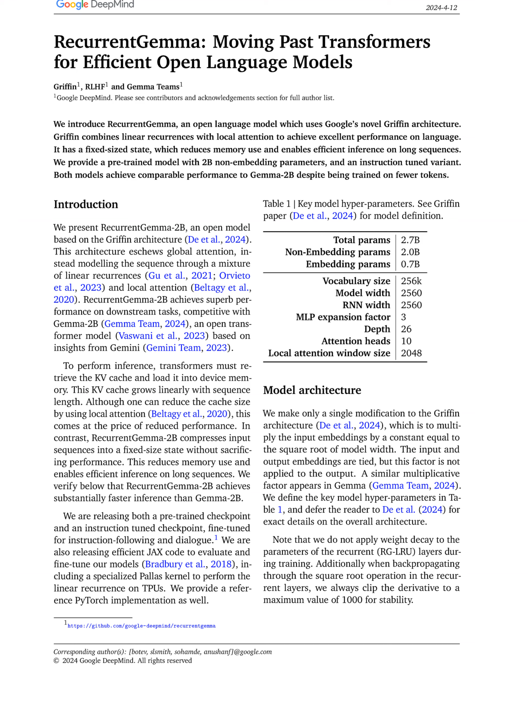RecurrentGemma2b aims to solve the issue of memory efficiency and inference speed on long sequences compared to existing models like Gemma 2b. While transformers like Gemma 2b require a KV cache that grows linearly with sequence length, leading to increased memory usage and reduced efficiency, RecurrentGemma2b compresses input sequences into a fixed-size state without sacrificing performance.